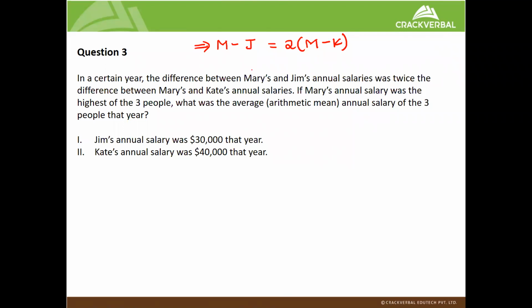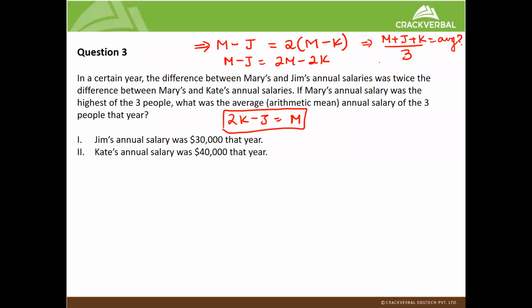And what is the question asking me? What is the average annual salary of the three people that year? So the average annual salary is going to be M plus J plus K divided by 3. That would be the average, and this is what I need to find out. I'm still not going into the statements, still working with my question. I have M minus J, so I'm going to break this down. M minus J is equal to 2M minus 2K. I'm going to take the M's to one side. So I get 2K minus J is equal to 2M minus M, which is M. So M is actually 2K minus J.